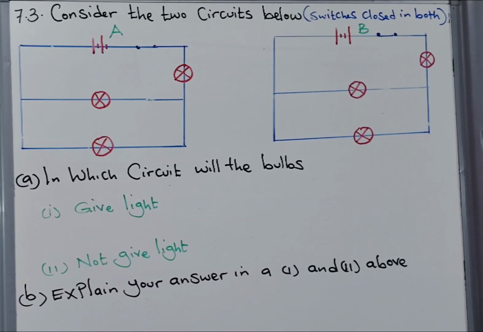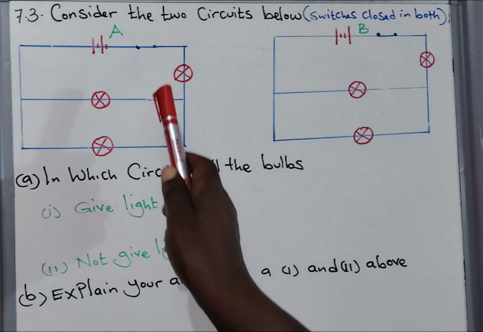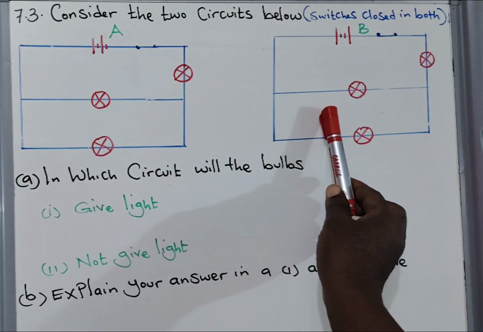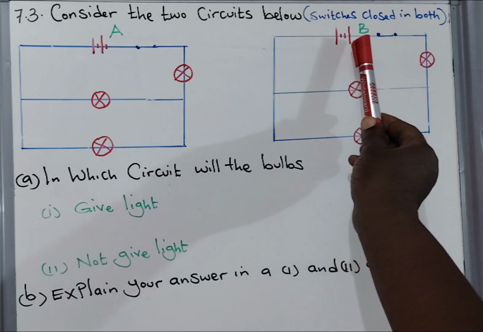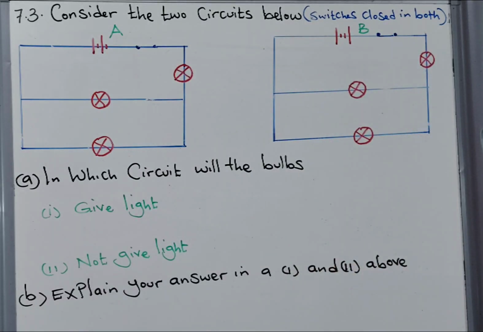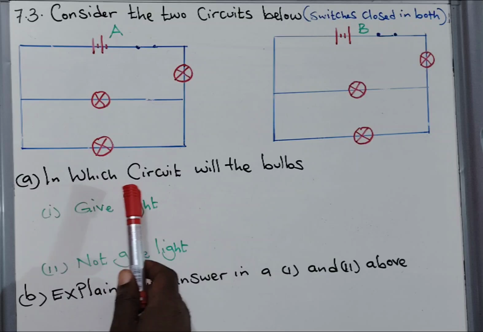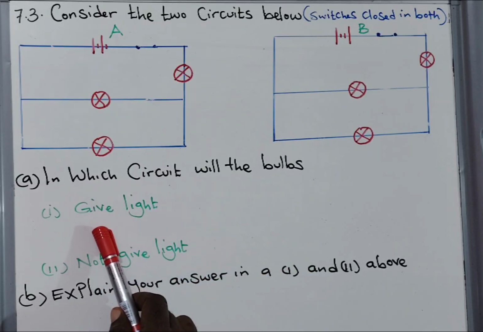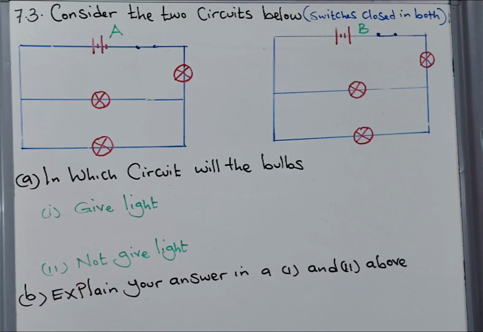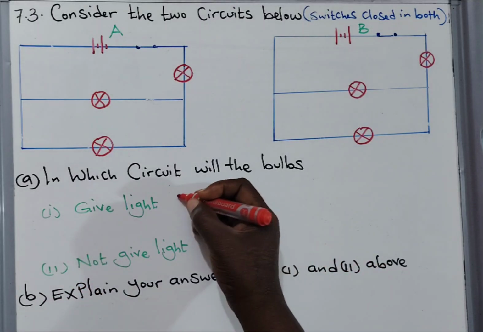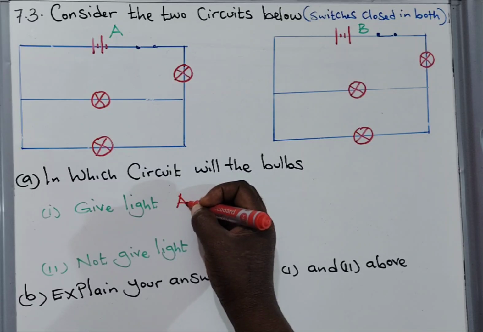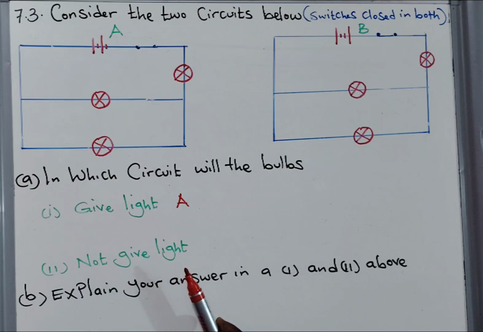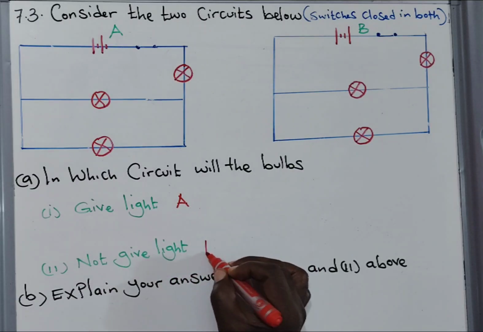Then we come to this one. It says, consider the two circuits below. These are circuits A and B, and they say the switch is closed in both. The question says, in which circuit will the bulbs give light? The answer is A. In which circuit will the bulbs not give light? The answer is B.